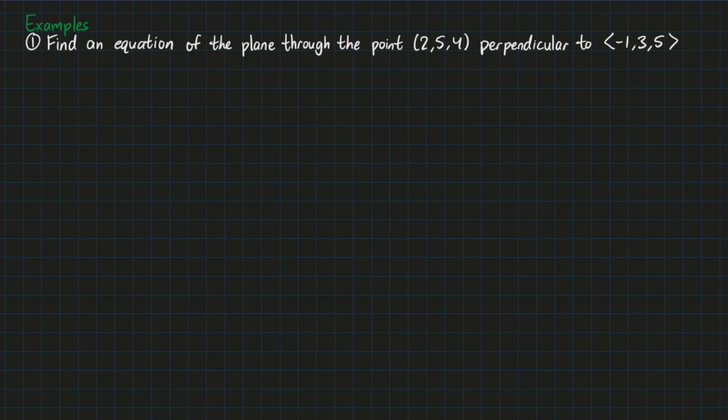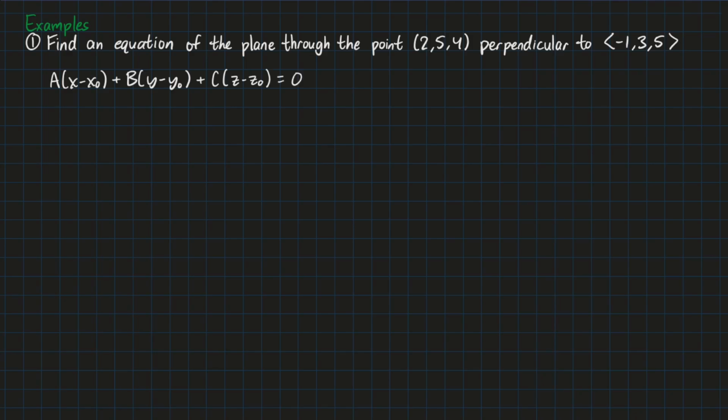So now let's do some examples. Number 1, find an equation of the plane through the point 2, 5, 4 perpendicular to the vector -1, 3, 5. Alright, let's start by writing out the component equation of the plane. A times x minus x naught plus b times y minus y naught plus c times z minus z naught equals 0.